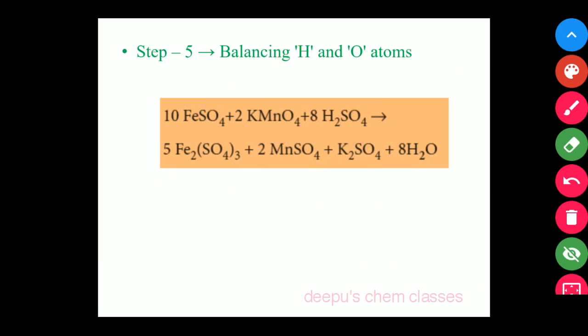10 FeSO4 plus 2 KMnO4 plus 8 H2SO4 gives 5 Fe2(SO4)3 plus 2 MnSO4 plus K2SO4 plus 8 H2O. So we get a balanced equation now.